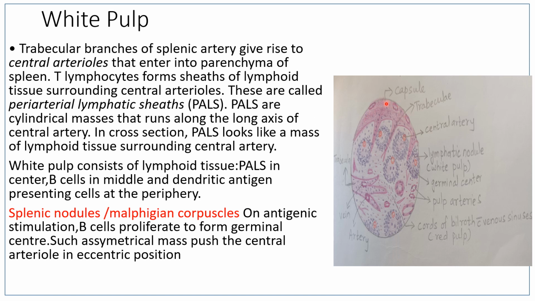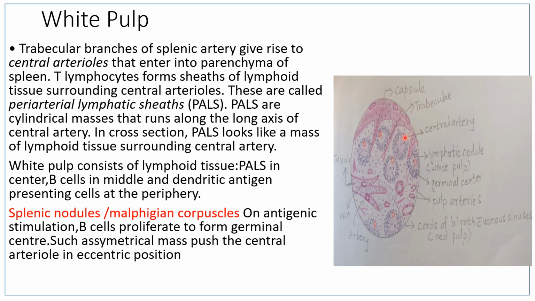Splenic artery will give branches that will enter through the trabeculae. They are known as trabecular arteries. Now, the trabecular arteries will enter into the parenchyma of the spleen, and these form central arteriole. So, you can see this red vessel is the central arteriole. Now the T lymphocytes will form a sheath of lymphoid tissue surrounding the central arteriole.